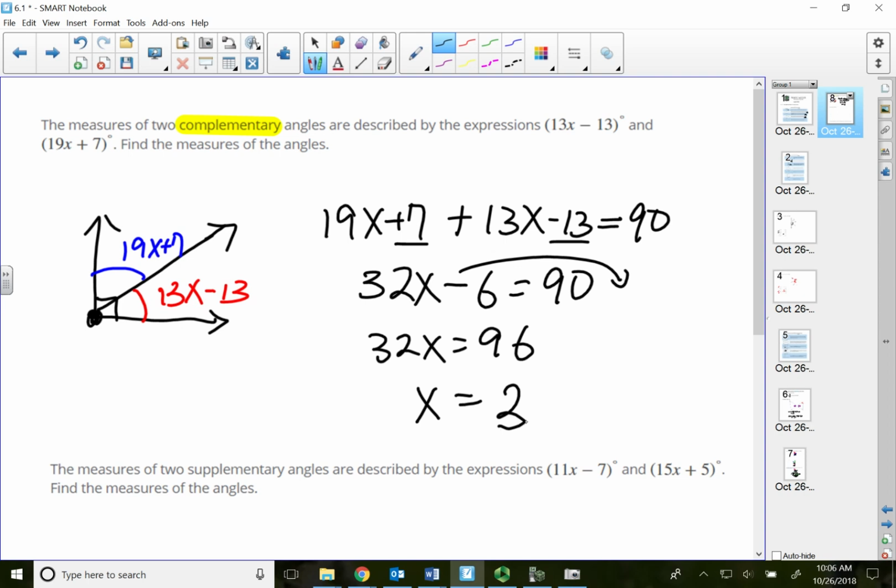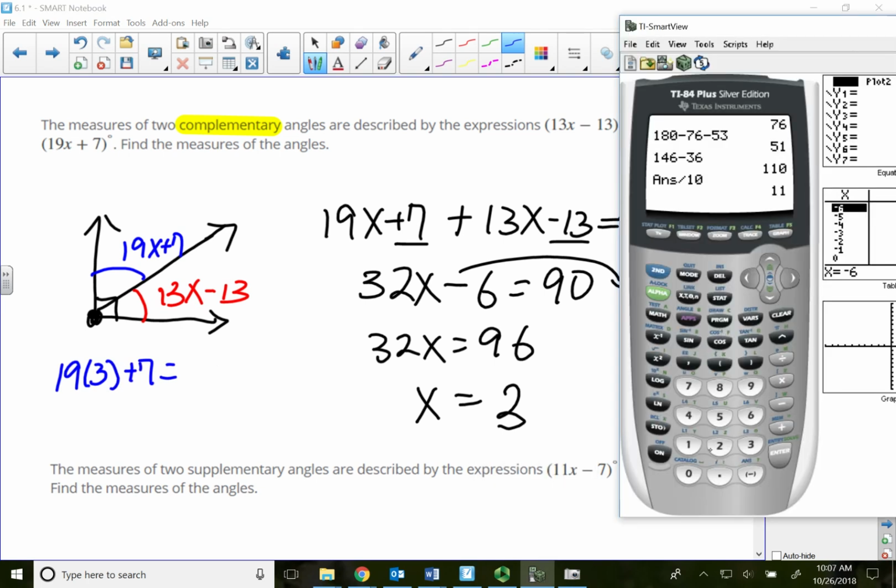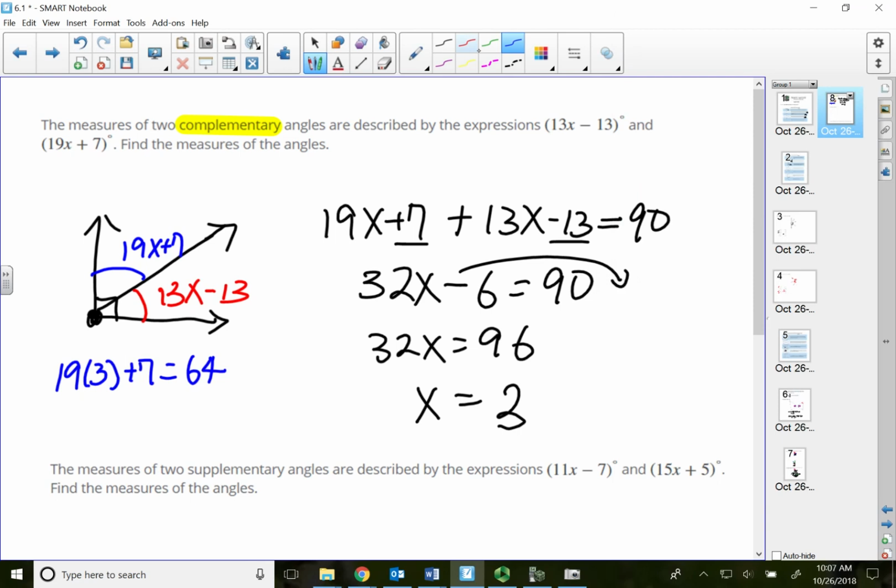So I need to plug x back into my two angles. One angle is going to be 19 times 3 plus 7. So one angle is 64 degrees. That means the other angle, which is 13 times 3 minus 13, or you can say 90 minus 64, either way, should be 26 degrees. All right, so that's my answer for both.